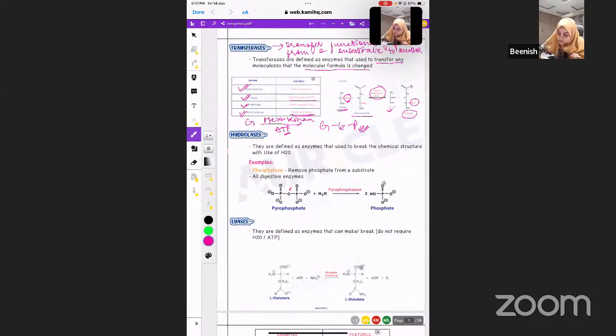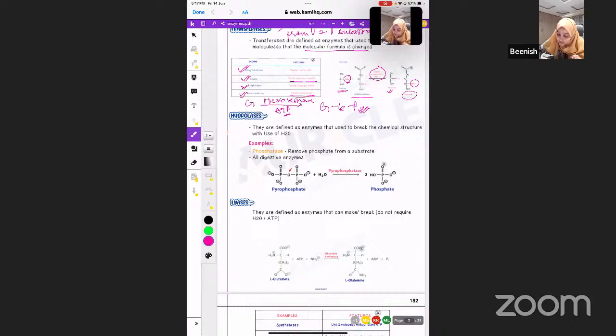Then moving on to the next class of enzymes, that is your hydrolase. They are defined as enzymes that are used to break the chemical structure using water. So what are hydrolases doing? They are breaking covalent bonds, like carbon-nitrogen bonds and carbon-oxygen bonds. So your hydrolases are going to break these covalent bonds with the use of water, that is, they add water. Your hydrolases break covalent bonds by adding water.